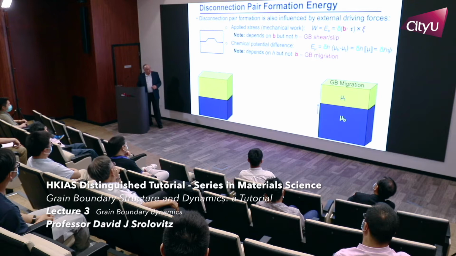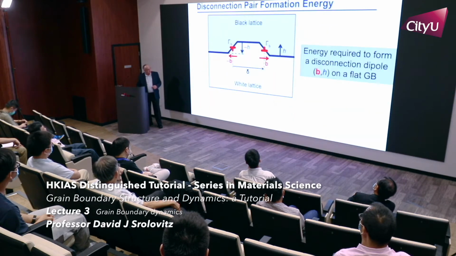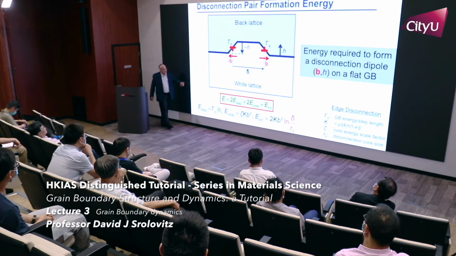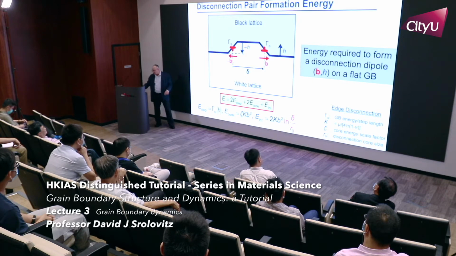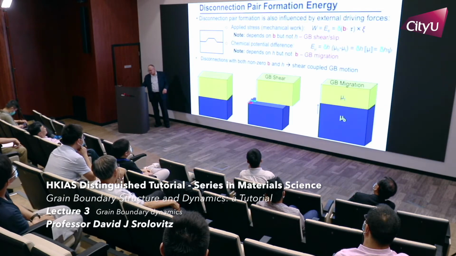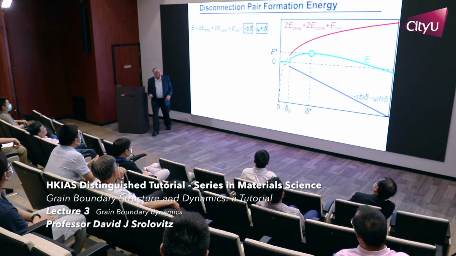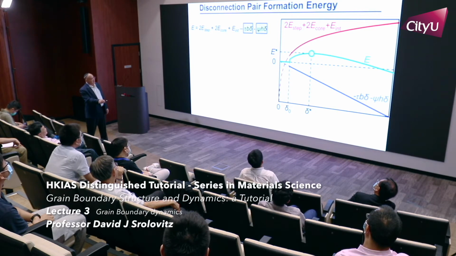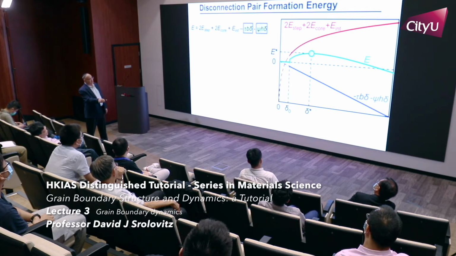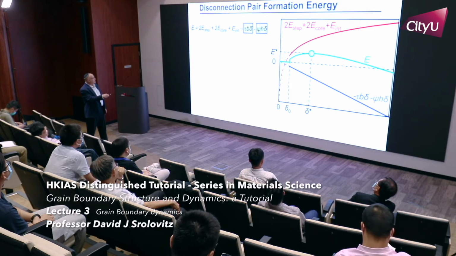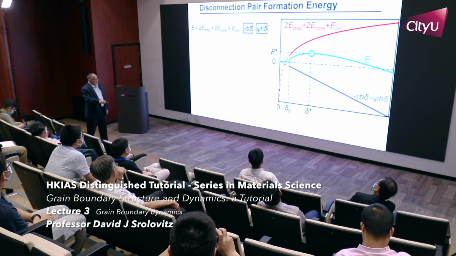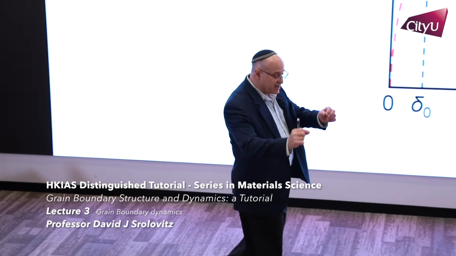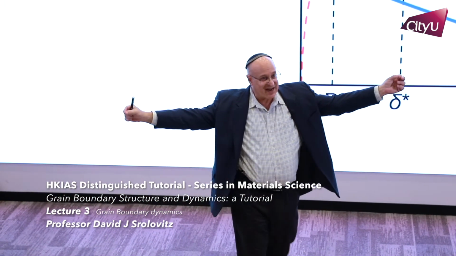So let me go back to this formula that I had here, and let me now look at the energy as a function of separation delta. And that's shown here. So the formation energy that I told you had a step part, a core part, and an elastic interaction part, and those are these three terms here. And that energy just goes up with separation. And the reason it's going up with separation is there's a long-range elastic interaction.